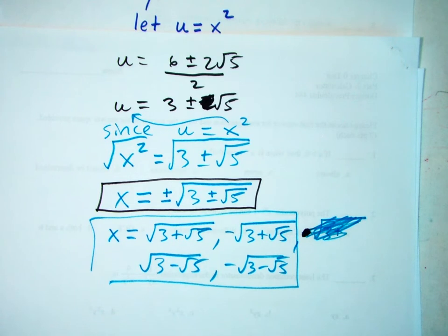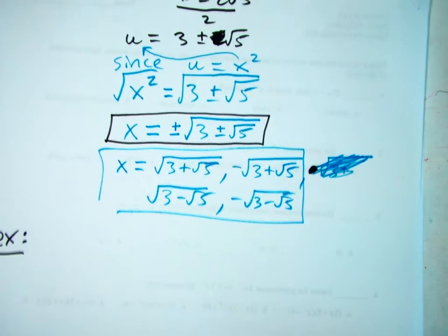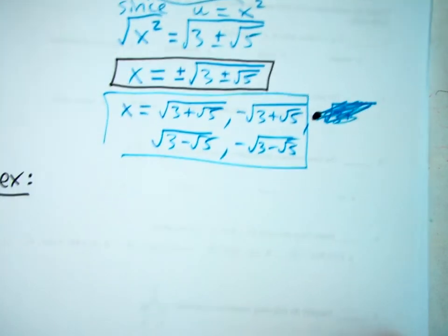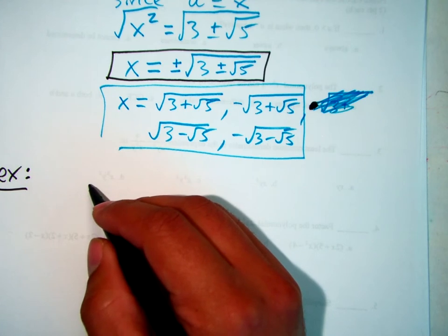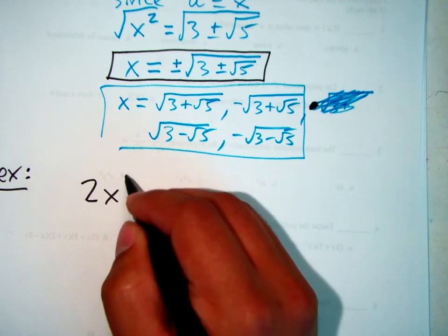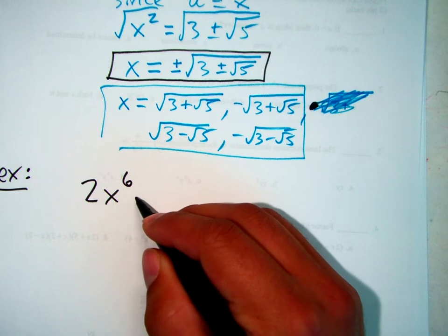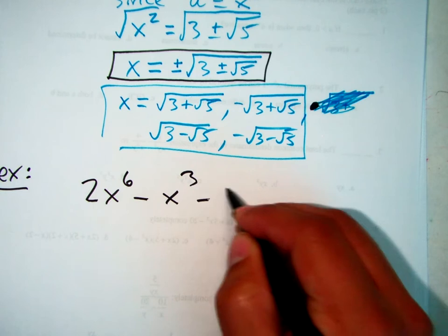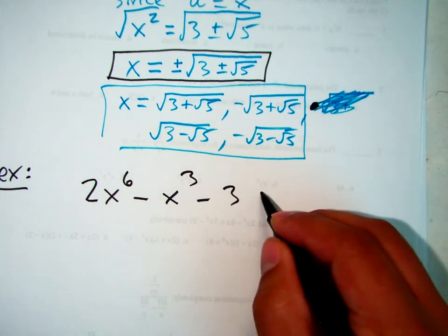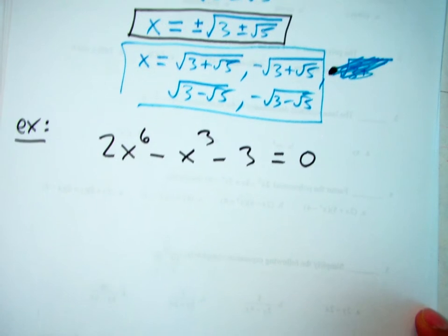Okay, let's try a different one. Let's say we have 2x to the 6th minus x to the 3rd minus 3 equals 0. Eric?